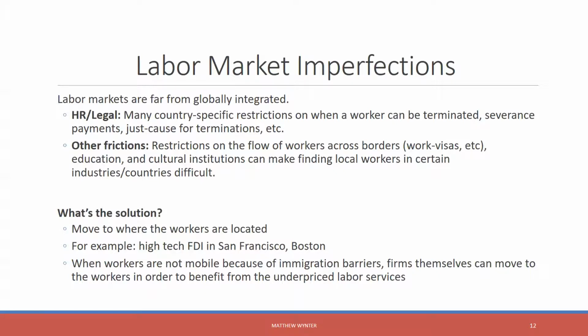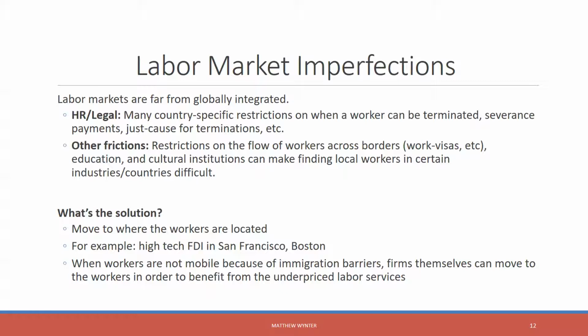Because these labor markets are not globally integrated, and again, as we've been saying over and over throughout the course, because you have these very real frictions and very real barriers to the flow of workers across borders, if you are a firm, how do you deal with this? How do you circumvent these labor market imperfections? And the answer is fairly simple. You move to where the workers are located.